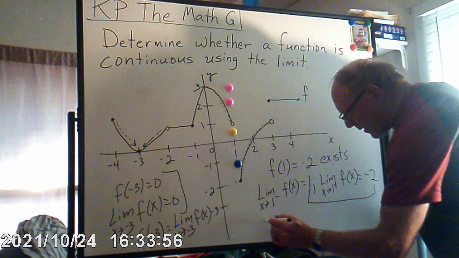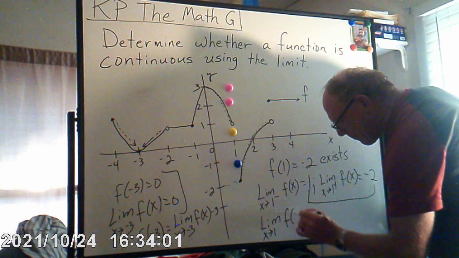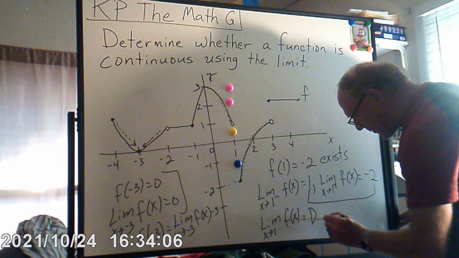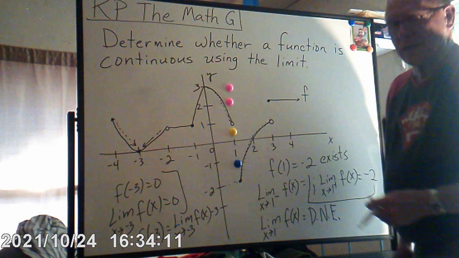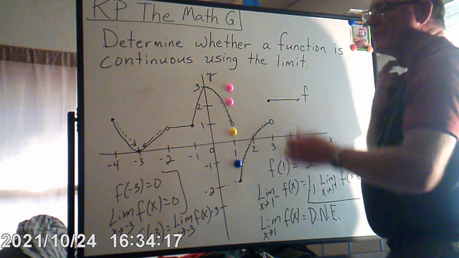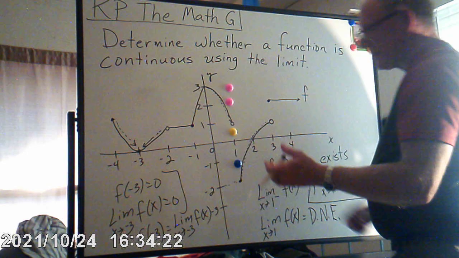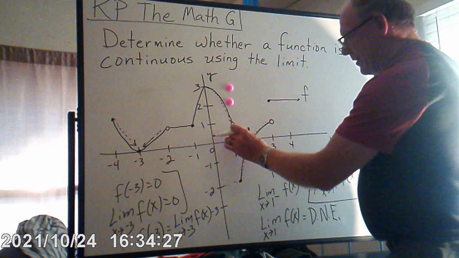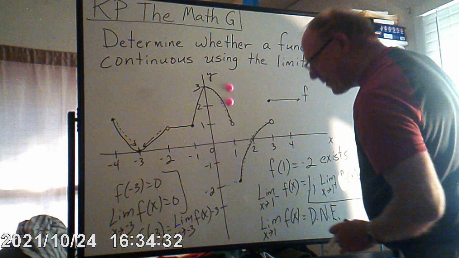So therefore, if these limits do not match, the limit itself does not exist. We just say DNE, does not exist. Therefore, we do not have continuity at x equals 1. Well, it's obvious. There is a real big jump at 1. You have to jump up 1 space to get to 1. You have to jump down 2 spaces to get down to -2.